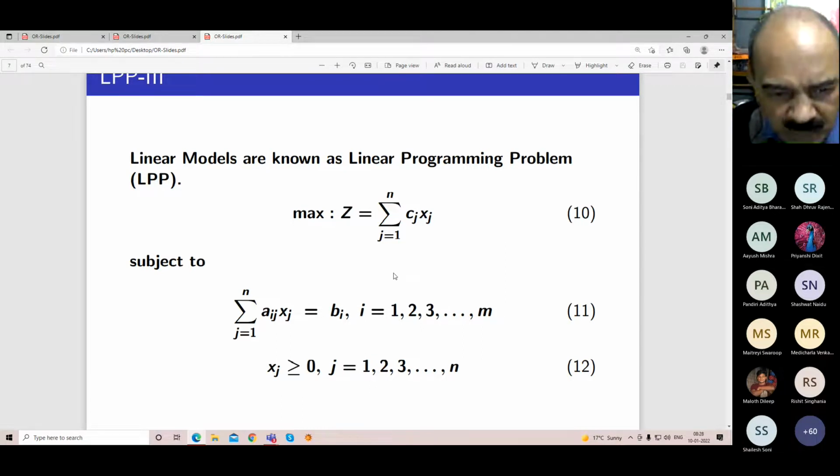If you solve this problem, what is the guarantee that you will get all the decision variables non-negative? Is there any guarantee? No. There is no guarantee. So there is no guarantee that this solution will be non-negative.